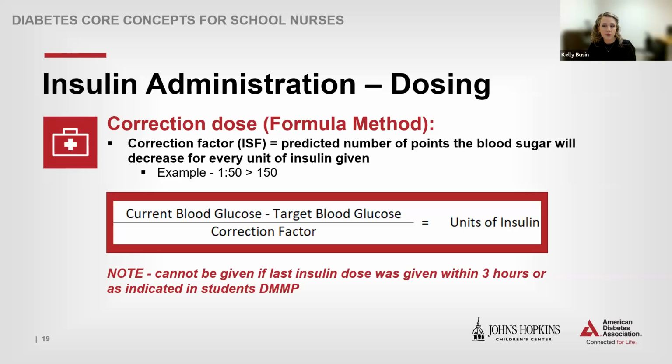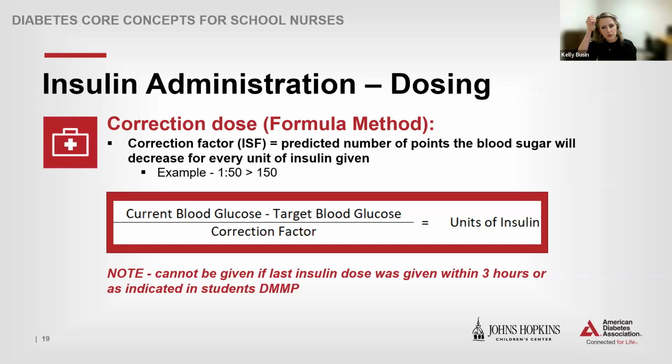If you're using the formula method and doing a manual calculation to determine the correction dose, you would use the blood sugar taken before the meal or snack, subtract it by the target blood glucose, which can be found in the DMMP, and then divide it by the prescribed correction factor. If you forget how to calculate a correction dose, there is a formula in table 6A on the DMMP that can guide you on how to manually calculate.